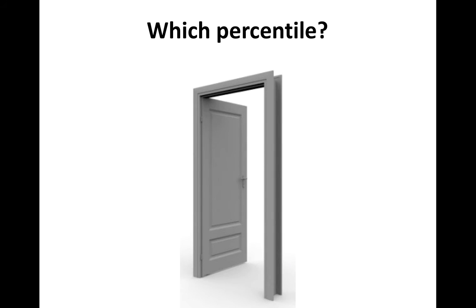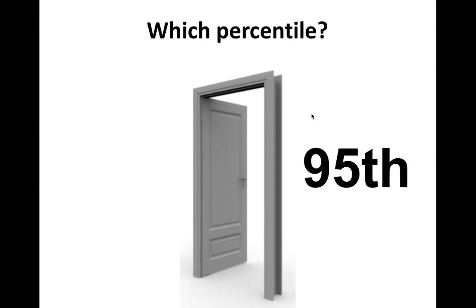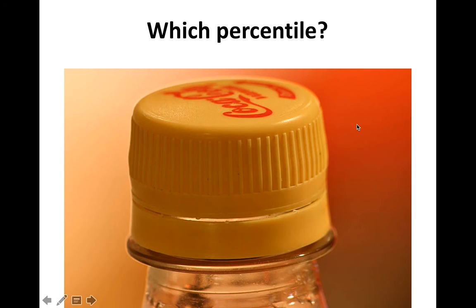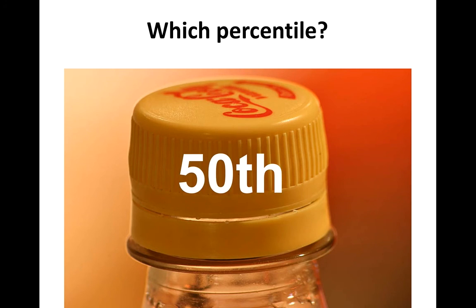So for example, if you were designing a door frame, then you would design it for the 95th percentile. You want the tallest people to be able to fit through that door. If you did it for the 50th percentile, then it would be too short. If you were designing something like a bottle cap, you would want as many people as possible to be able to use it, so you would design it for the 50th percentile.